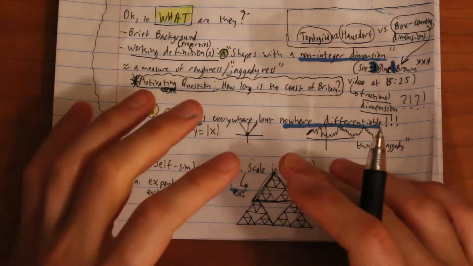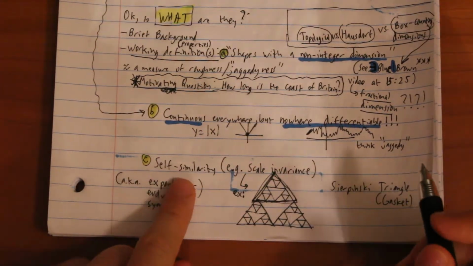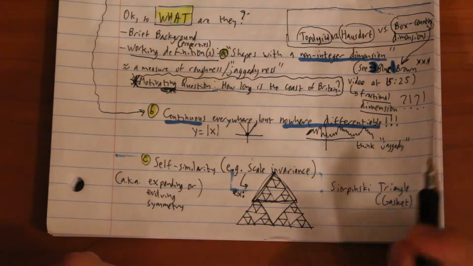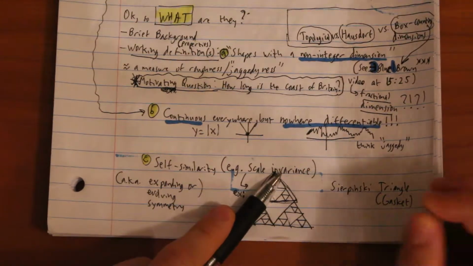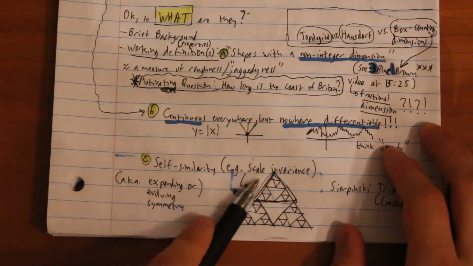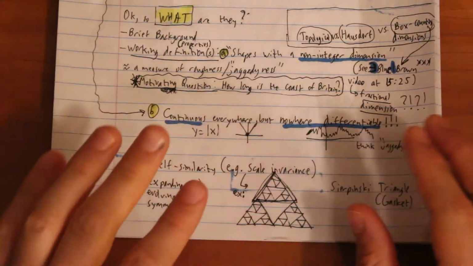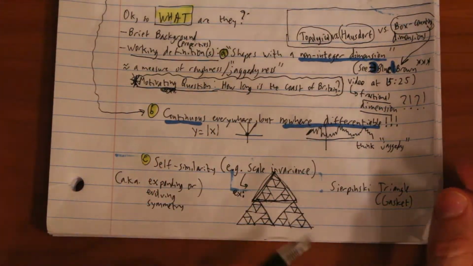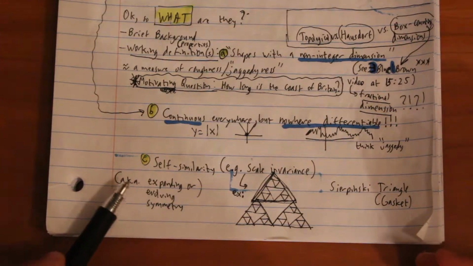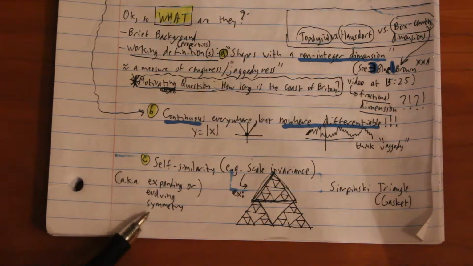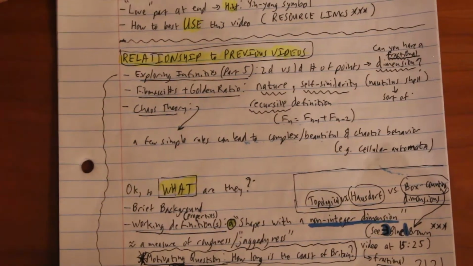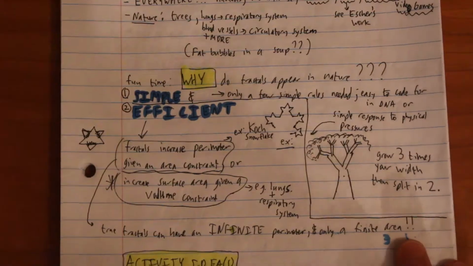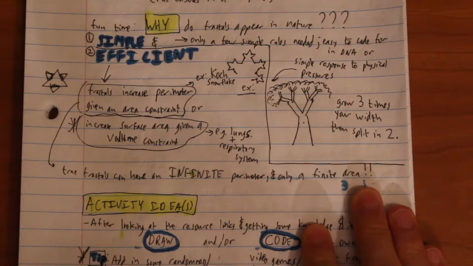Actually, technically self-similarity might be approximately similar, whereas a stricter version of this would be scale invariance, where it's exactly the same. So this is not just self-similar, this is scale invariant, because it's completely identical. It's not just approximately similar. Another term you might come across is expanding or evolving symmetry, which sounds pretty cool. All right, so that's what they are. Again, check out the resource links to learn a lot more. So let's go into where they happen. Where do they occur?